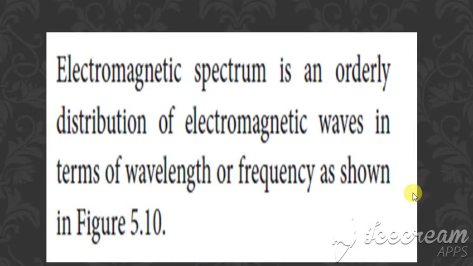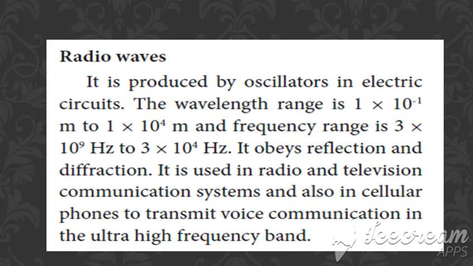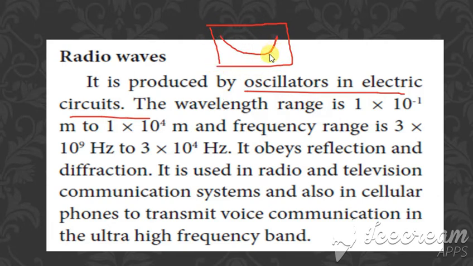First, the electromagnetic spectrum is an orderly distribution of electromagnetic waves in terms of wavelength or frequency. So according to the wavelength, it has been distributed. First is the radio waves. It is produced by oscillators in the electric circuit. When you consider the electric circuit, it will have some oscillators. Because of those oscillators, these radio waves are produced.